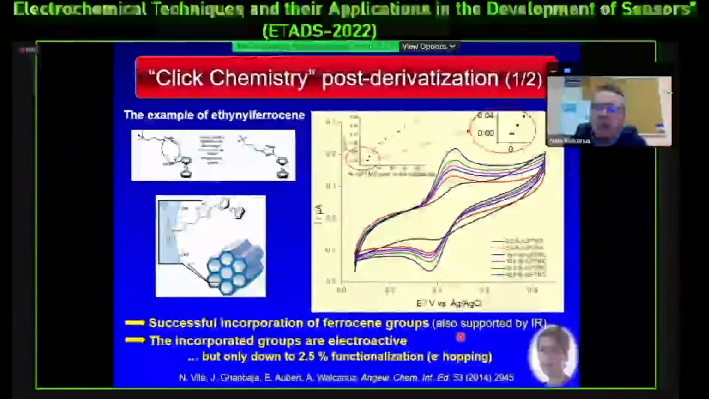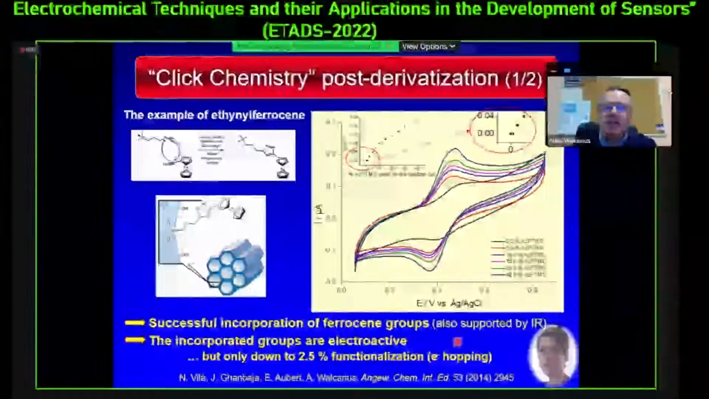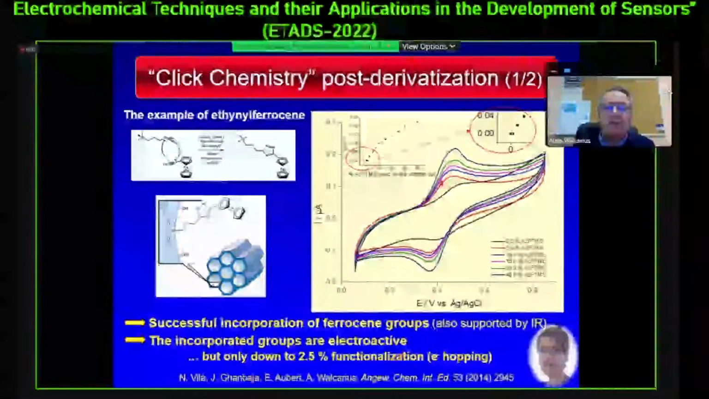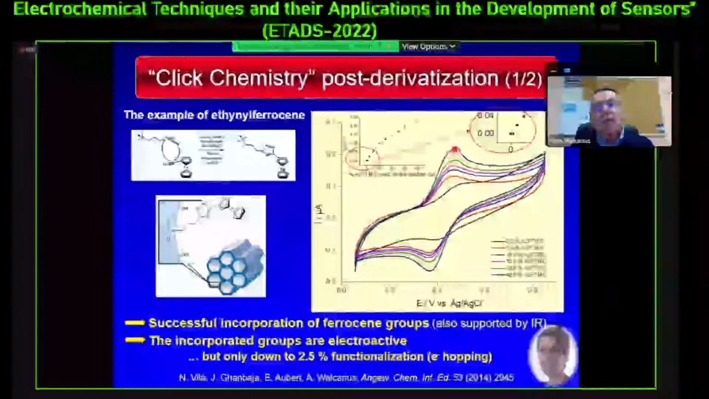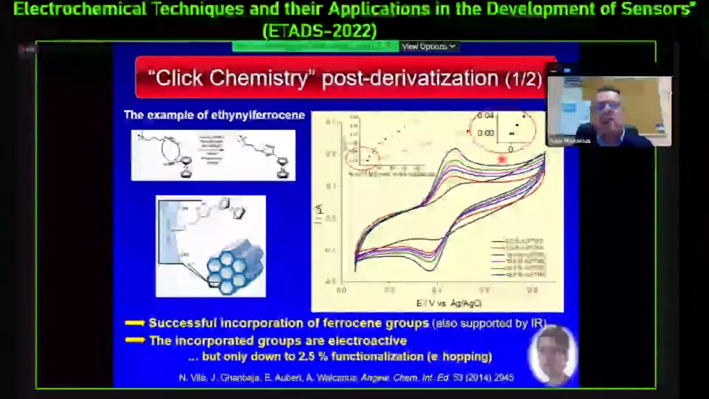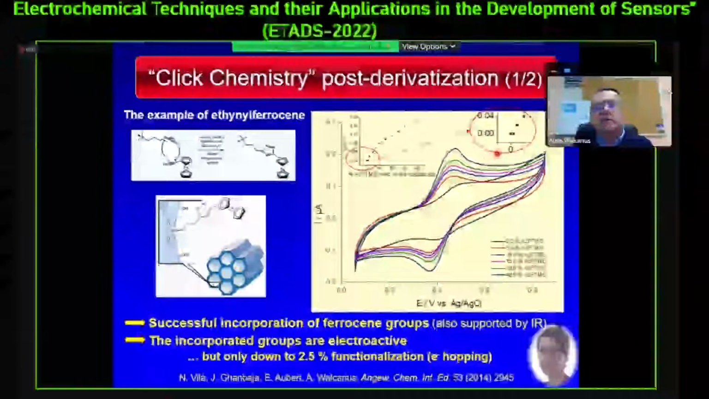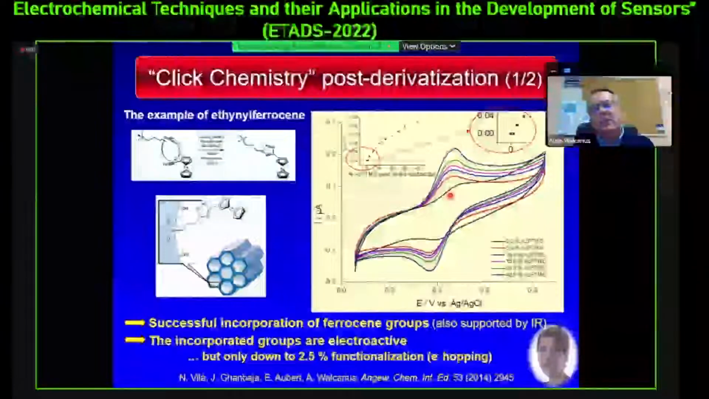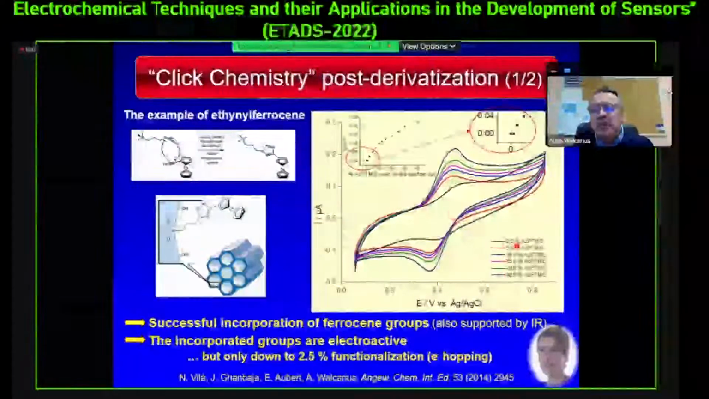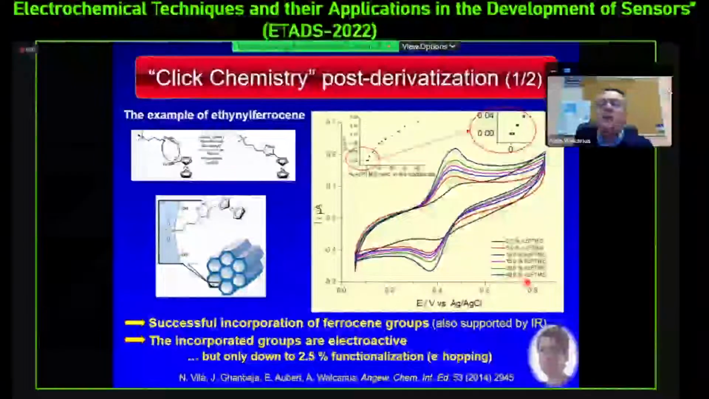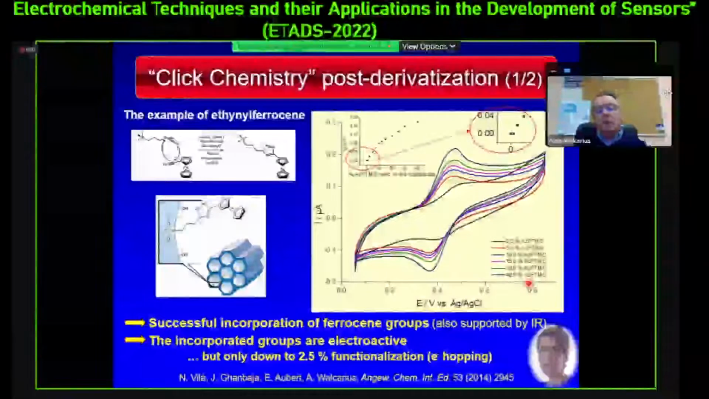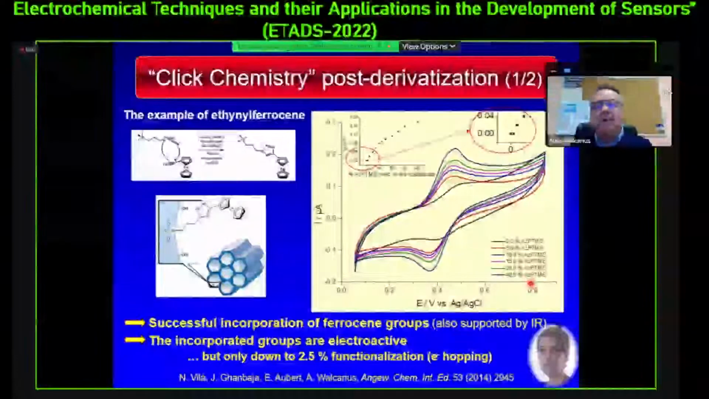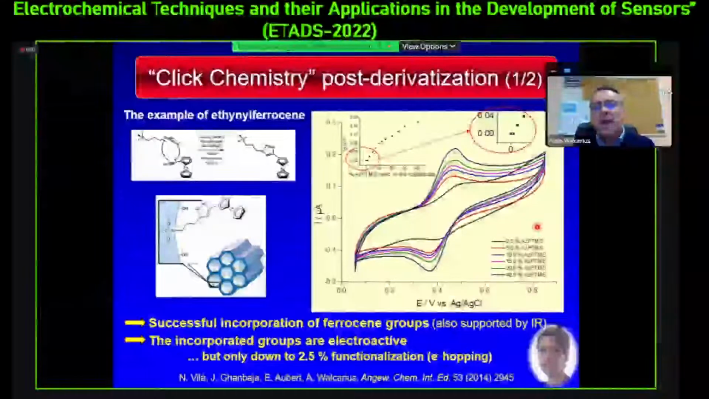And once grafted inside these pores, the ferrocene groups were electroactive, as you can see here, well-defined ferrocene to ferrocenium signals, and the intensity of this signal was increasing by increasing the amount of azide group in the material. So that means that we can graft more and more ferrocene groups, and these ferrocene groups are electroactive.